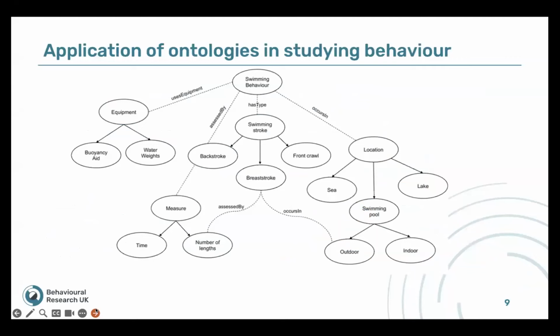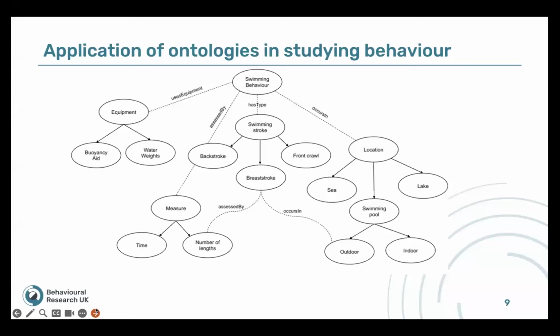So let's talk about studying behavior. So we talked about very generic concept pizza. Hopefully all of us will be able to engage with that. So thinking about studying behavior, we can think of different types of activities, say, for example, swimming behavior. And then swimming behavior might be using a certain equipment. And that makes us talk a bit around the equipment. And then the equipment can have different types. Swimming can also have different types, and then swimming stroke. And swimming would also occur in specific location, and the location could be sea, swimming pool, lake, and so on.